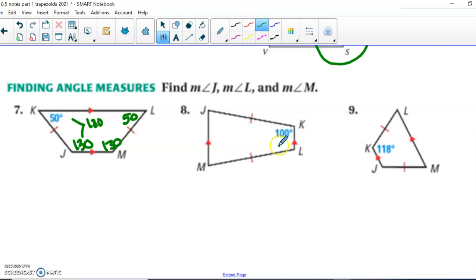Okay, if there's 100 here, we know there's 100 here because we're given this as isosceles. And then we take 180 minus the 100. That means these base angles are both 80. All right, let's throw a little algebra in there.